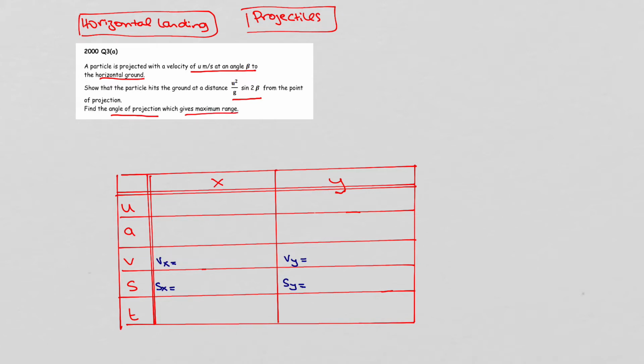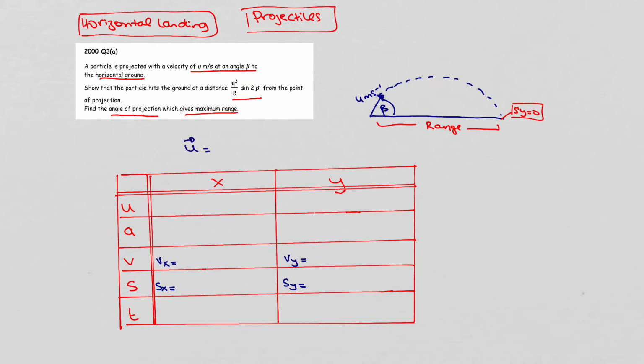So if we do a little sketch, we have our initial velocity is going to be u meters per second. The angle with respect to the horizontal is beta. And then we have to show that when it hits the ground, the range is given by u squared over g times sine 2 beta. Now we know on landing that sy will equal 0. And if we start by filling out our table, then we will be able to use this sy equals 0 to work out what our range is.